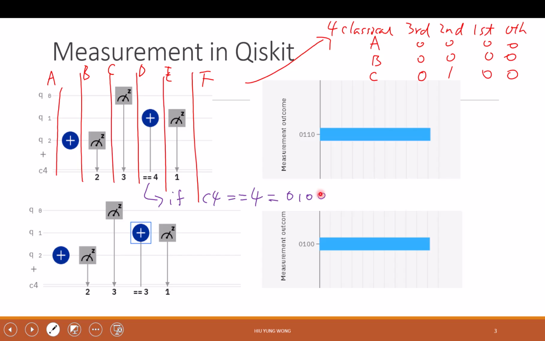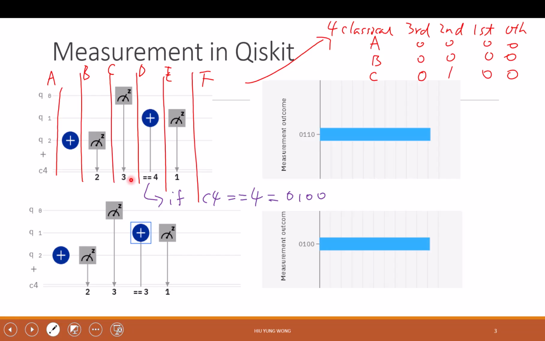So here, this is not really control knot. I confuse you. It's classical, right? Just an if-else condition. The computer will look at the classical measurement. If it is equal to 4, apply a NOT gate to qubit 1. If it is not equal to 4, don't do anything. That is the meaning, right?